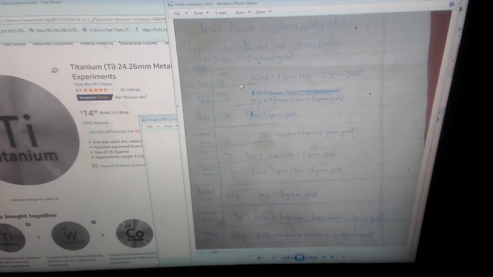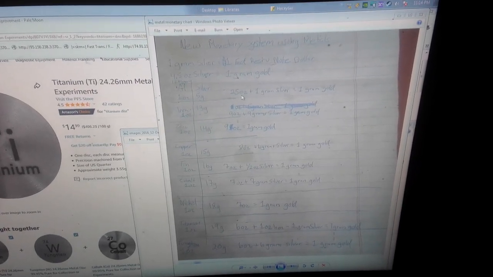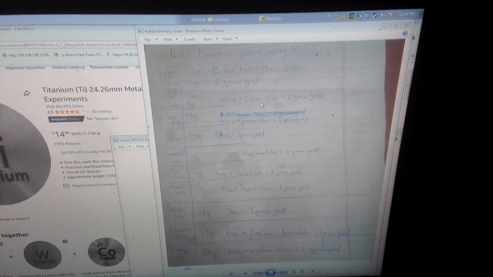1 ounce of aluminum is equal to the same value as 5 grams of silver, and it would take 25 ounces of aluminum plus 1 extra gram of silver to equal 1 gram of gold. Iron, 1 ounce of iron is about 13 grams of silver, or 13 Federal Reserve note dollars, but 13 grams of silver, same value. So you would need 9 ounces of iron plus 9 extra grams of silver to equal the value of 1 gram of gold.